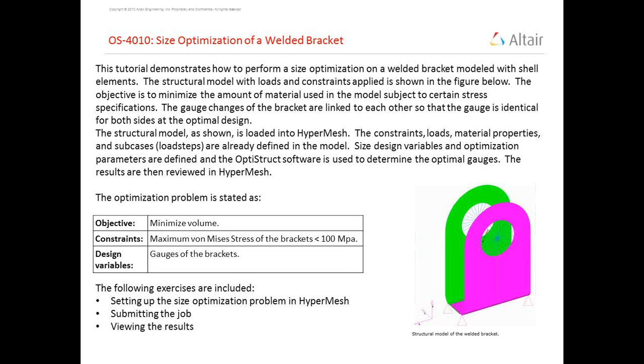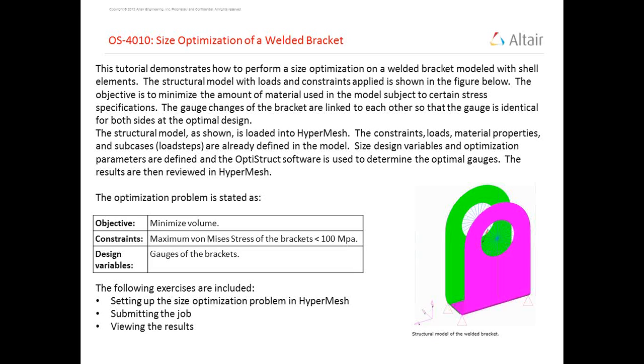The constraints, loads, material properties and subcases are already defined in the model. Size design variable and optimization parameters are defined, and OptiStruct software is used to determine the optimal gauge. The results are then viewed in HyperView.